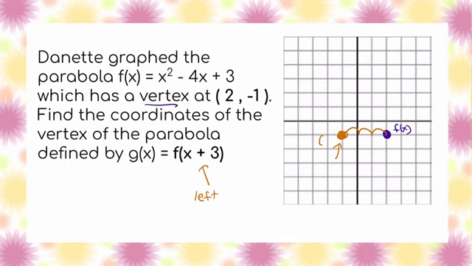What are the coordinates for my new vertex? Well, the coordinates have to be x and y. And for this one, it looks like my x value is -1, and my y value did not change. It is still -1 as well.